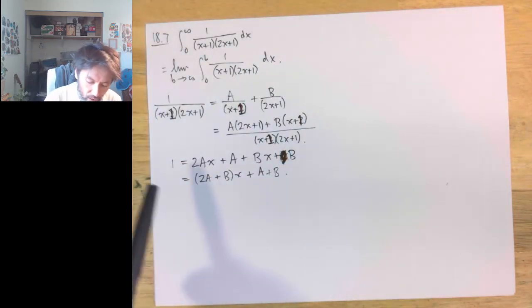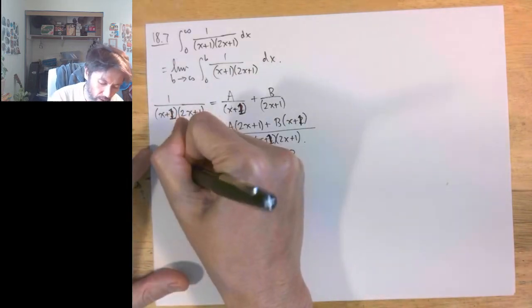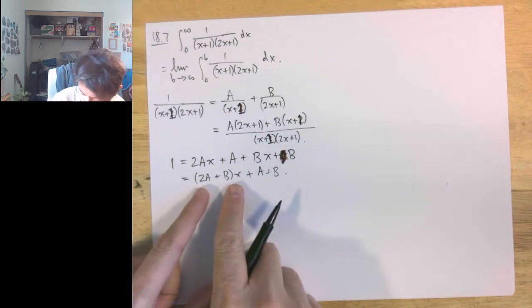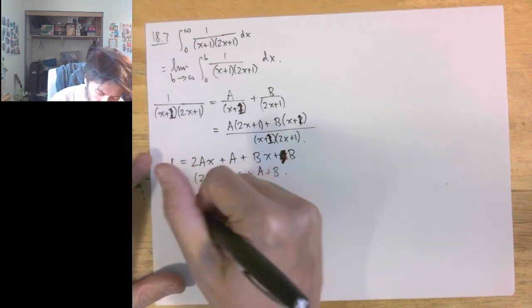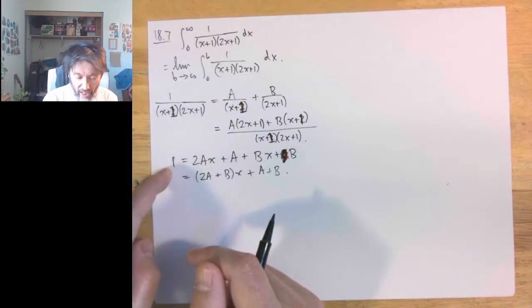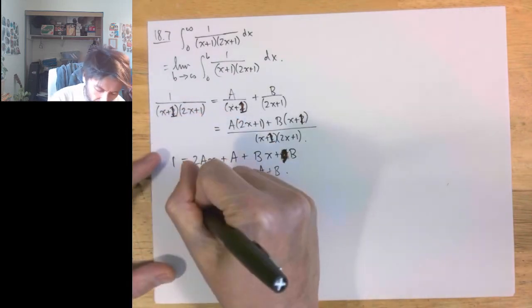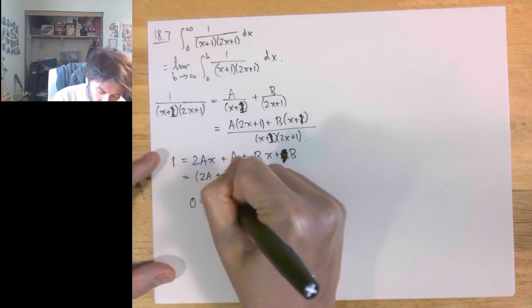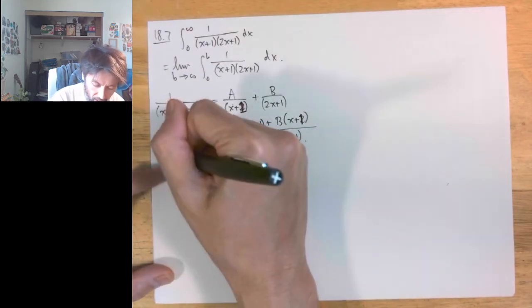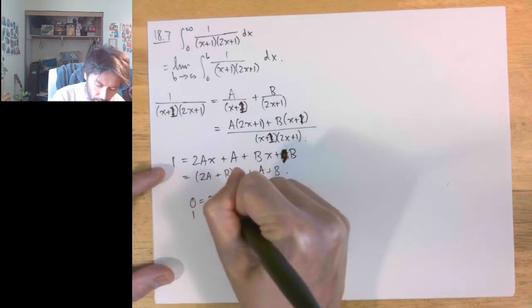Okay, so we have this here. Now what we do is, because we have an equality of polynomials, we set the coefficients equal to each other. The coefficient of x on this side is 2a plus b, and the coefficient of x on the other side is 0, right? There's an invisible 0x that no sane person writes. So we have 0 is equal to 2a plus b as one of our equations. And we also have that the constant term on this side is equal to the constant term on this side. So 1 is equal to a plus b.